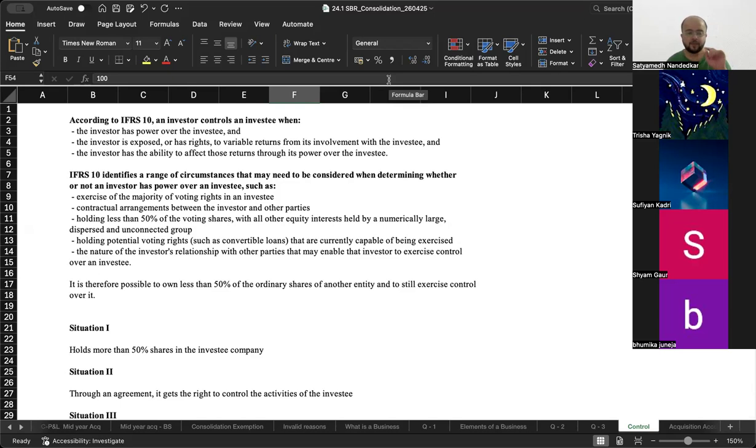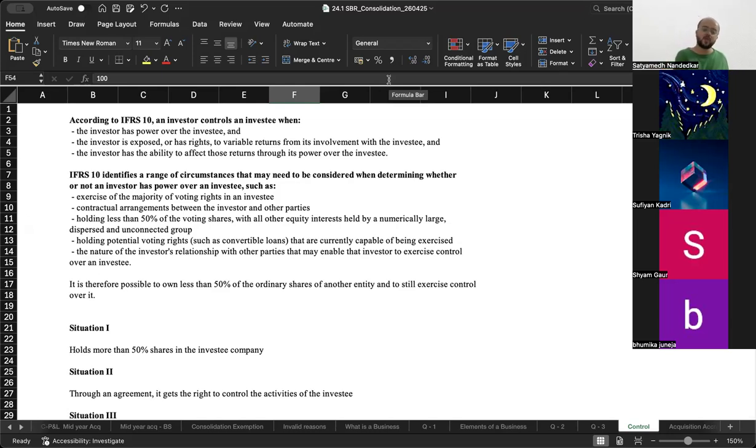So I have power means more than 50% holding हो सकता है, but I am exposed to variable returns from my involvement with the investee. Had I given a loan to the investee, I am not exposed to variable returns. Then I am only getting my fixed interest every month. And that means giving a loan to the other entity or investing in preference shares does not create a relationship of control.